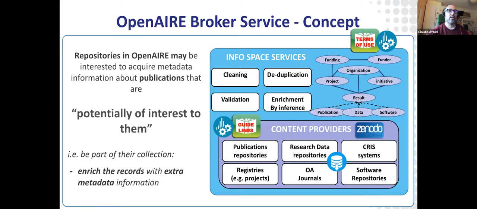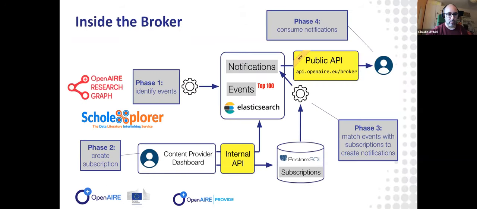The purpose is to allow repository managers on the Provide dashboard to evaluate the quality of the kind of enrichments that OpenAIRE can build for them and subscribe if they are interested. This flow of actions is well depicted in this slide, where thanks to algorithms that I'm going to illustrate briefly in the next slide, events are identified and presented to users, up to the top 100 events, as a preview. Then a user can create a subscription once they find that a given type of enrichment suits some lack of information in their collection.